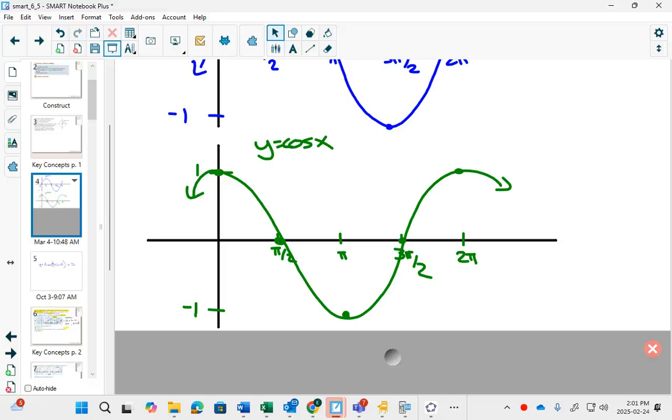So again, using your axes family from your pie plate, you could draw this. Draw those 5 dots first from your axes family, and then just draw a smooth curve through. Your sine graph and your cosine graph are basically the same graph, just a translation of one to the other.